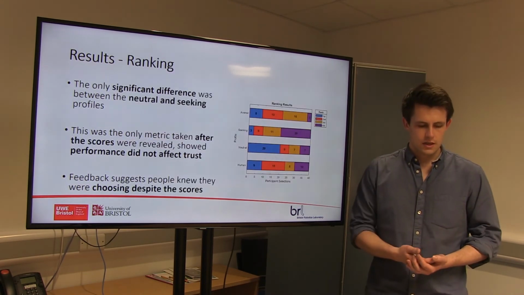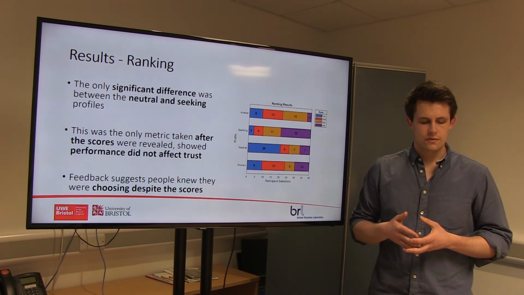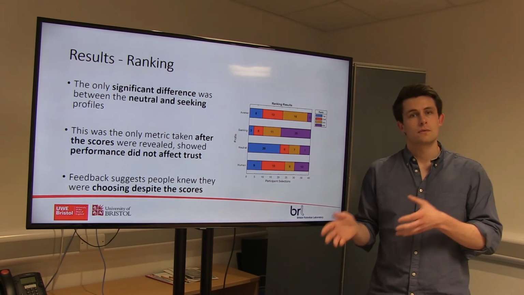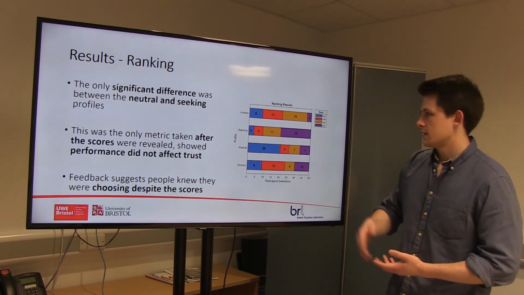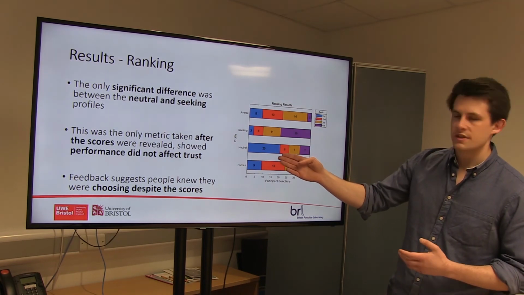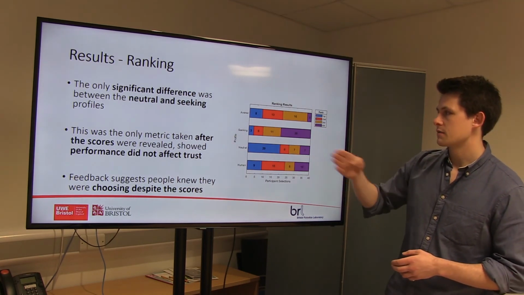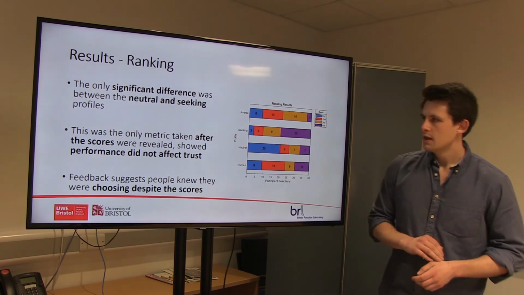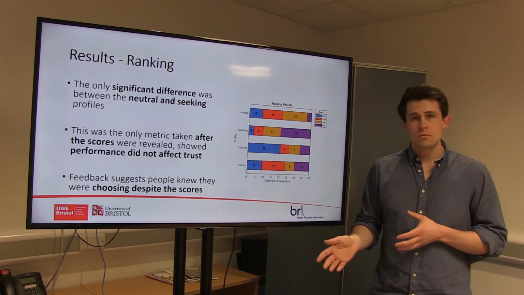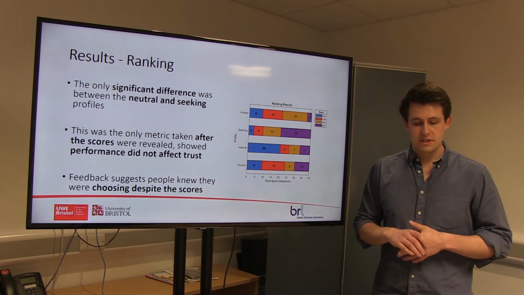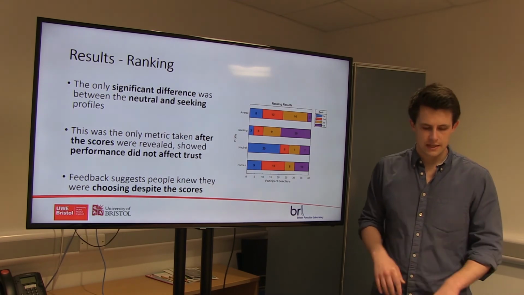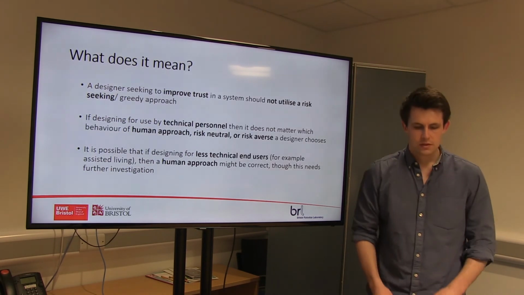Finally, the ranking. We found that the only significant difference in the ranking was between the neutral and the risk-seeking profile. As you can see here, the risk-neutral profile received the most ranks for first place, and the risk-seeking received the most for second. Interestingly, this suggested that performance didn't affect score, and some participants even stated that they found this was the case. So what does this mean?